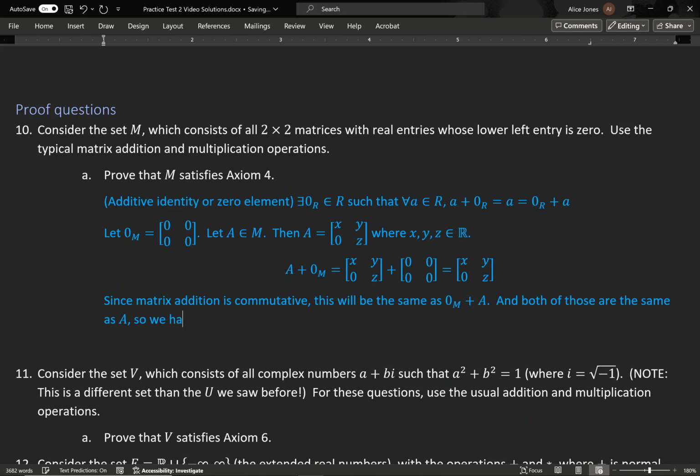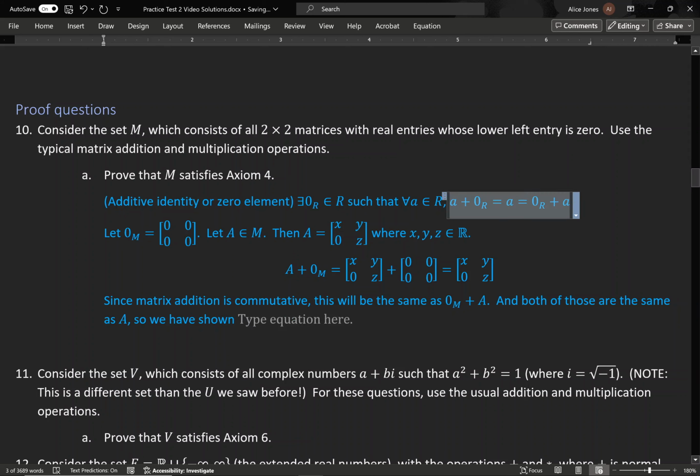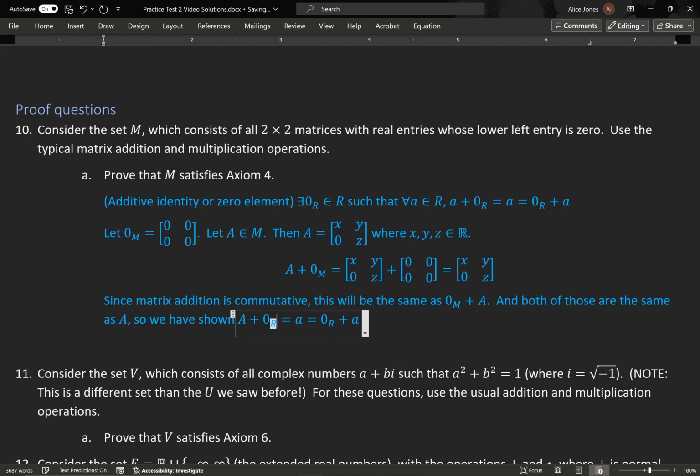So we have shown, what have we shown? We did this part right here, but I'm just going to rewrite it with capital A's and M instead of R.